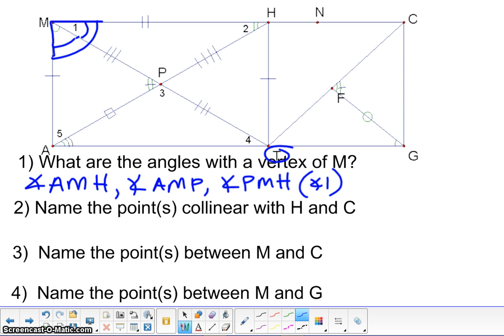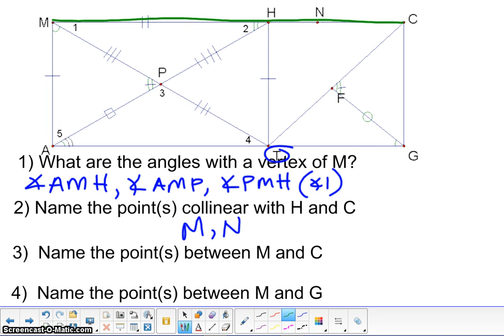Okay, now let's go on to collinear. If you look at points H and C, you can connect those two, and if it is a line, it is going to extend in both directions. So the points that are collinear would be M and N. Okay, and then as far as the definition of betweenness, let's take a look at that one. If you connect M and C, and then you're describing all the points that are between M and C, we could say that it's H and N, okay, because they are collinear.